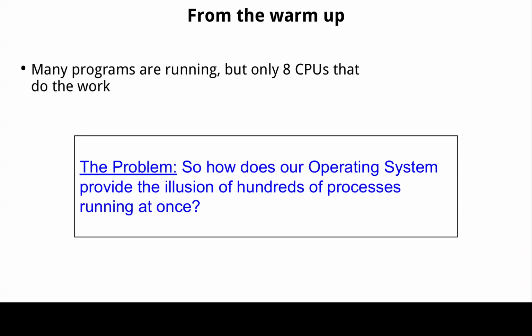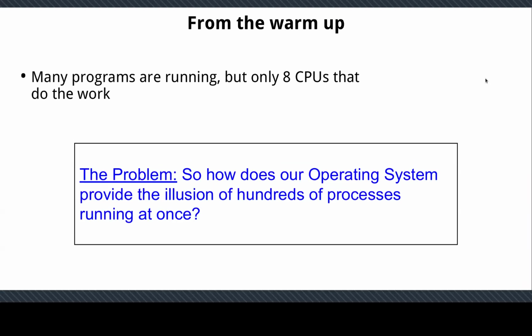Then the question is, how does our operating system provide the illusion of hundreds of processes running at once? You have the feeling that all of them are running at the same time, right? But I only have 8 CPUs. How do we do that?